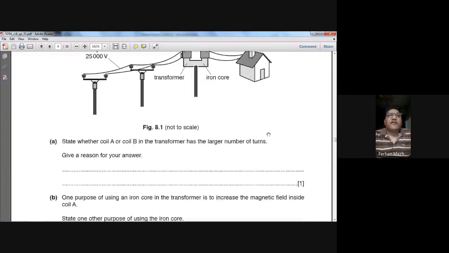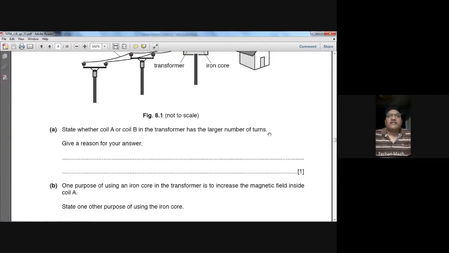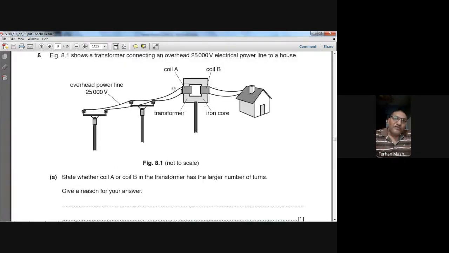His question is, state whether coil A or coil B in the transformer has a larger number of turns. Give a reason for your answer. You know, it's a step down transformer. This coil A is the primary coil. It has 25,000 volt. And the secondary coil is coil B, which will be giving us a very small voltage as compared to the primary voltage. So the number of turns in B should be less. The number of turns in A should be more than coil B because it is a step down transformer. I have written this answer.